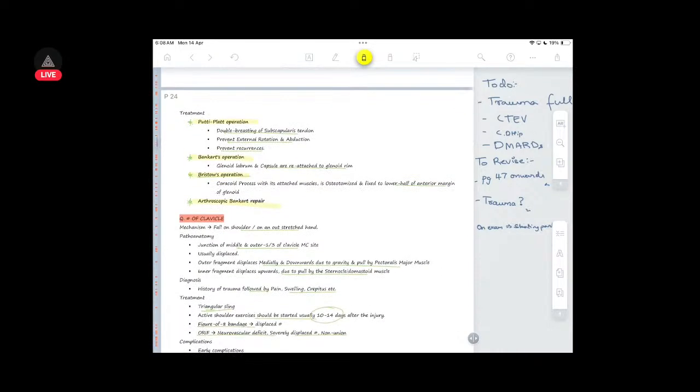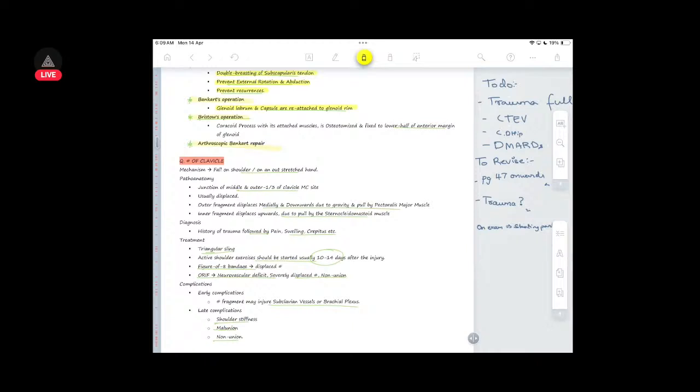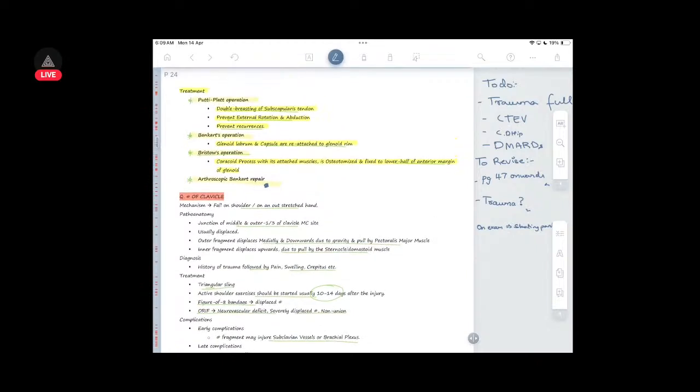Then treatment: you have the Putti-Platt operation, where there is double breasting of the subscapularis tendon to prevent external rotation and abduction and to prevent recurrences. Then Bankart's operation is there, wherein the glenoid labrum and capsule are reattached to the glenoid rim. The coracoid process with its attached muscle is osteotomized and fixed to the lower half of the anterior margin of the glenoid. And you have arthroscopic Bankart's repair.